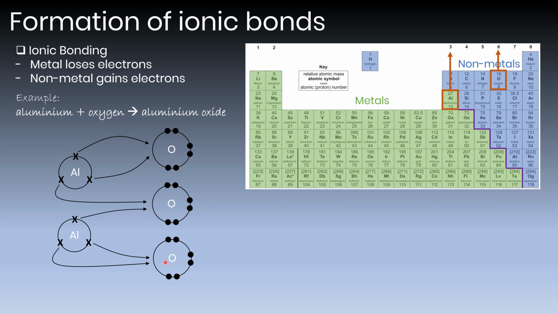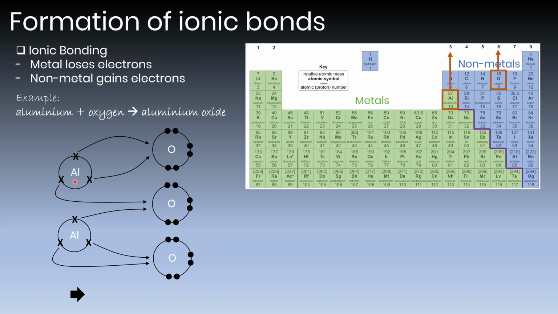So, to summarise, we've had to use 2 atoms of aluminium, each losing 3 electrons, and 3 atoms of oxygen, each gaining 2 electrons, in order for both the metals and the non-metals to lose and gain the appropriate number of electrons. Let's draw the ions now that this forms.